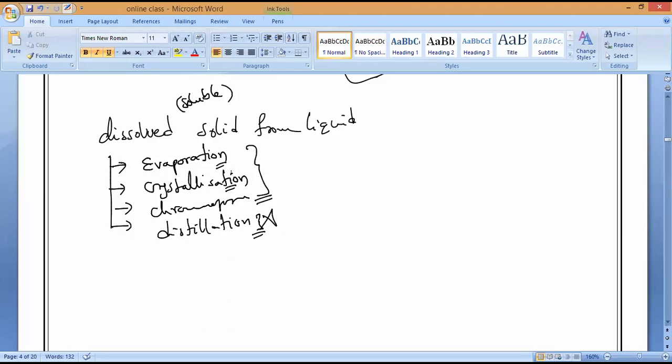So these are not all new things for us. We will study them now one by one. Evaporation and crystallization are similar processes, but chromatography is a little different. Now evaporation. We all know what the general evaporation method is. Everyone, what do you mean by evaporation? Converting liquid state to gaseous state.